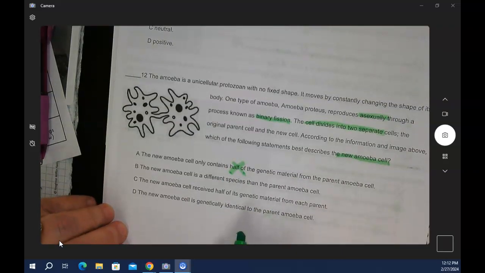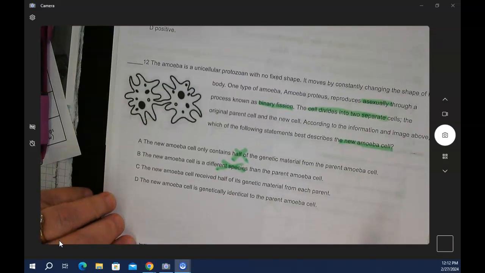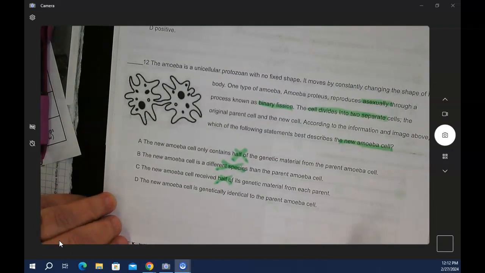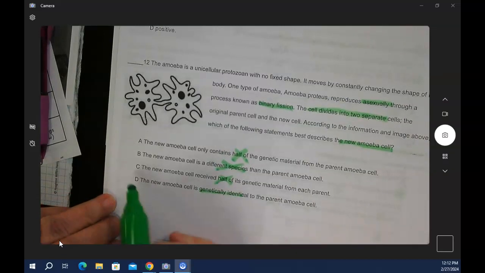The new amoeba cell is a different species than the parent amoeba cell. The amoeba cell received half of its genetic material from each parent. It only has one. The new amoeba cell is genetically identical to the parent amoeba cell.